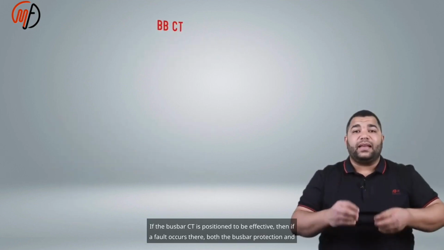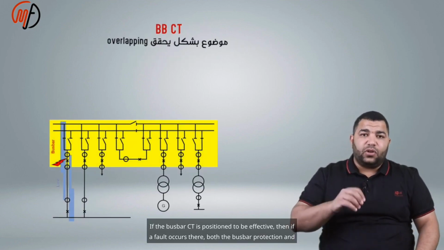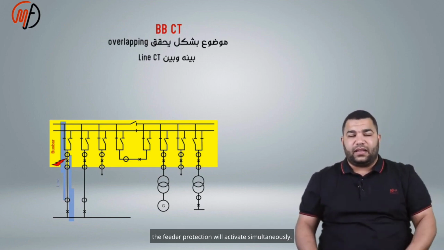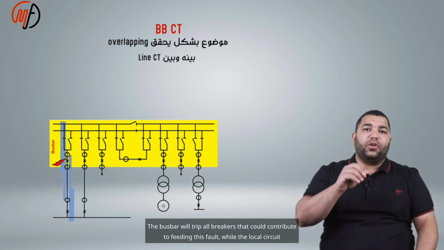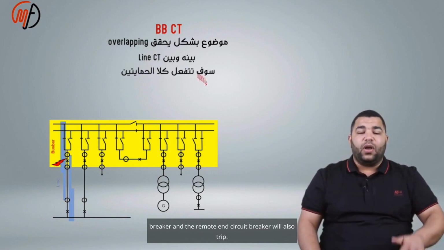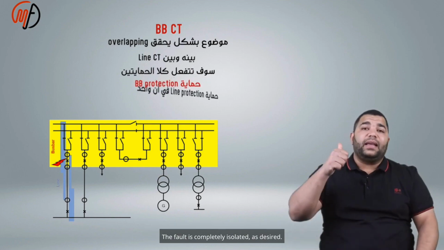If the busbar CT is positioned to be effective, then if a fault occurs there, both the busbar protection and the feeder protection will activate simultaneously. The busbar will trip all breakers that could contribute to feeding this fault, while the local circuit breaker and the remote end circuit breaker will also trip. The fault is completely isolated as desired.